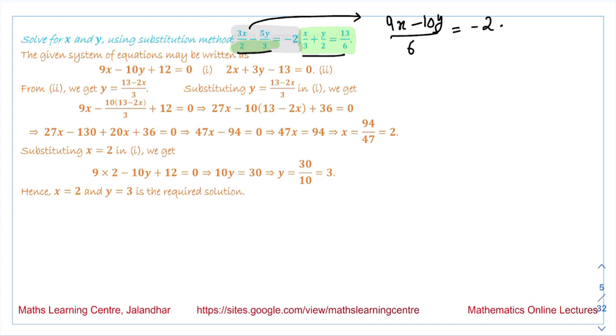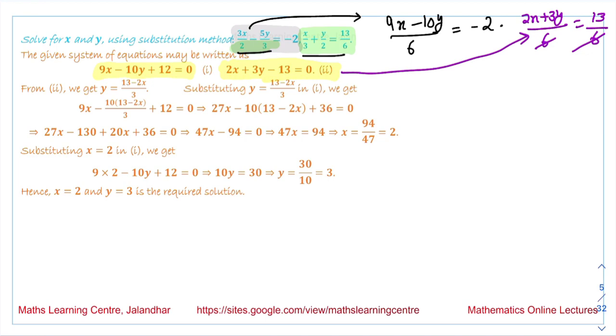So the equation becomes 9x minus 10y is equal to 12. Similarly for the second equation, the LCM is 6 and it becomes 2x plus 3y is equal to 13 by 6. These two 6s get cancelled and the equation comes to the form 2x plus 3y minus 13 equal to 0. The equation comes in this form.